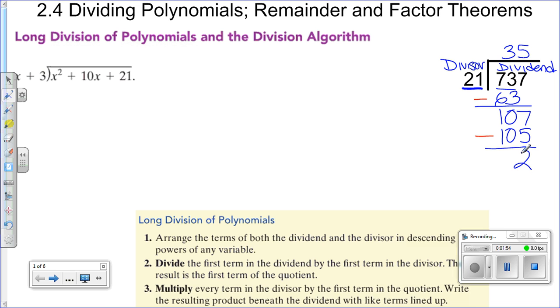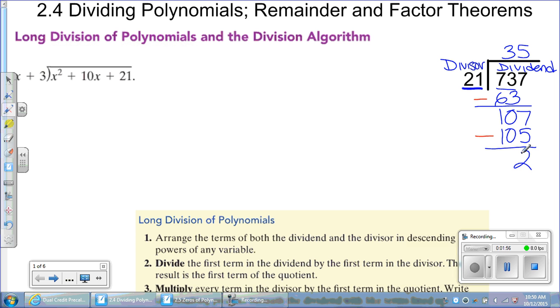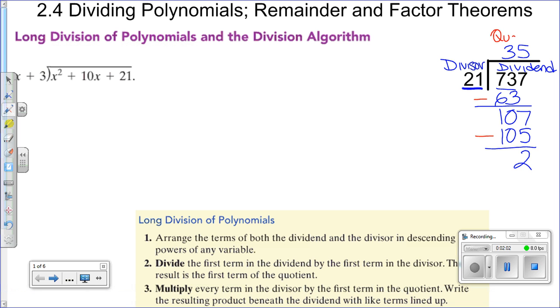Okay, so let's just establish how we call those numbers. And so 35, what is the name of that? The quotient. Very good. So that is the result of the division, correct? And then the number that we have down here, what is the name of that? Remainder, right? Not the reminder, the remainder.